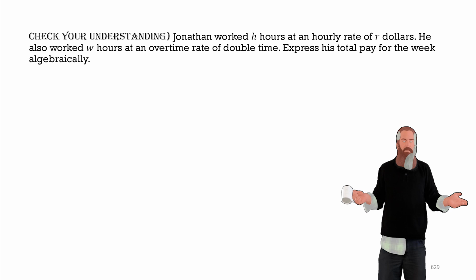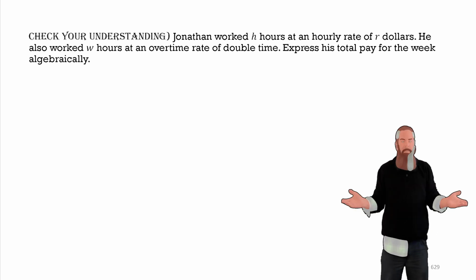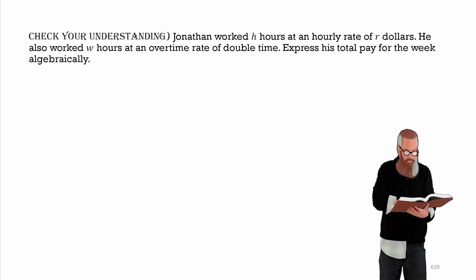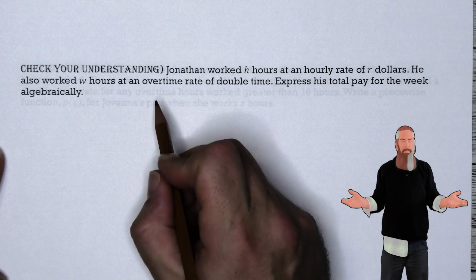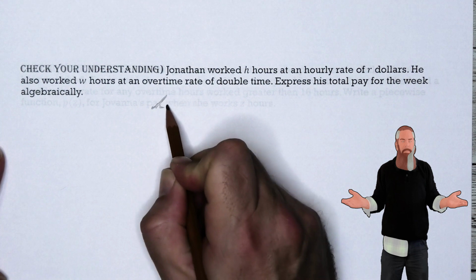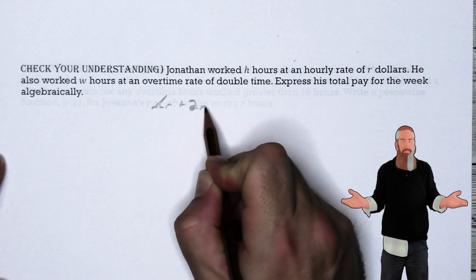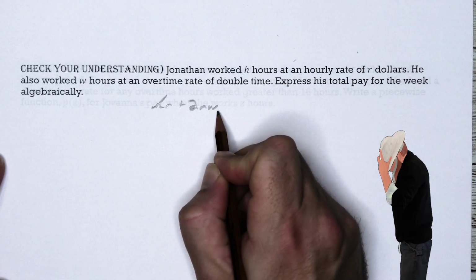Let's check our understanding of this. Jonathan worked H hours at an hourly rate of R dollars. He also worked W hours at an overtime rate of double time. Express his total pay for a week algebraically. Well, we know starting out his regular time was H times R. We know that 2 times the rate is his overtime and that W hours were worked in overtime.